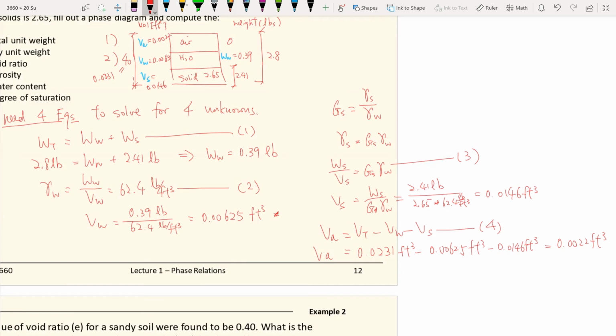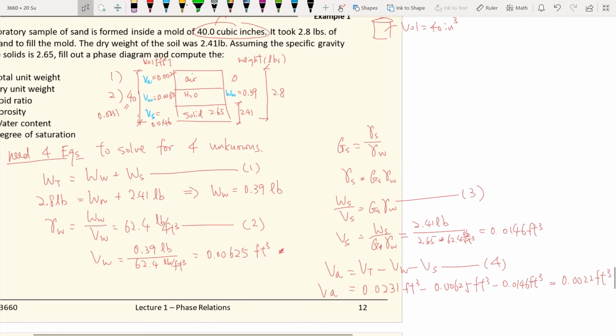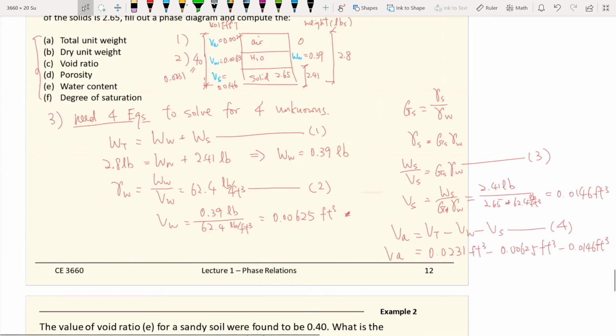So with that, we finished our procedure number 4, completing the phase diagram. So this is the phase diagram that we have. And I highly recommend you try to solve this problem by yourself too. So with this complete phase diagram, we can start to solve for the problem they asked for.